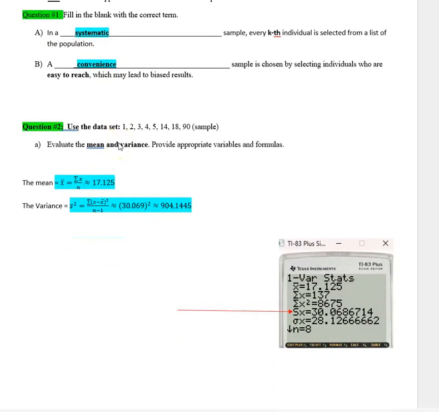Okay, question number two. For question number two, if you're given that this is a sample, you have to run the one variable stats, and technically it only wanted the mean. For values such as the mean, variance, and standard deviation, we always provide the variable, the formula, and the answer. So in this case, after the one variable stats, 17.125 is here. That's your appropriate formula. Then the variance needed an extra calculation. So there's your variable, your formula. You needed to obtain the Sx from the one variable stats and then technically square it, and that would be approximately 904.